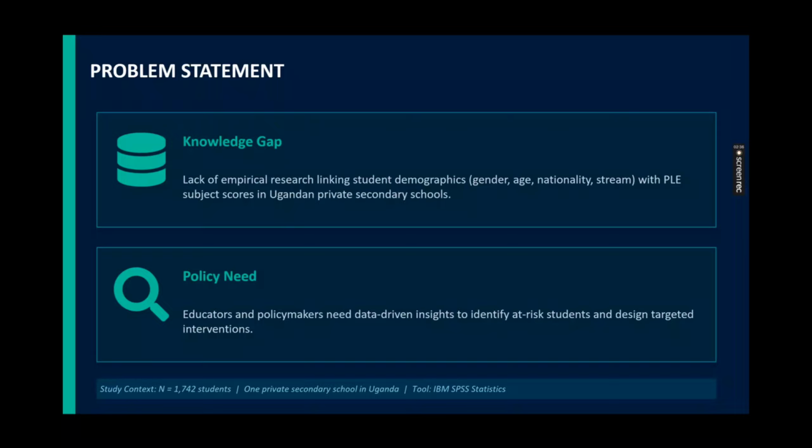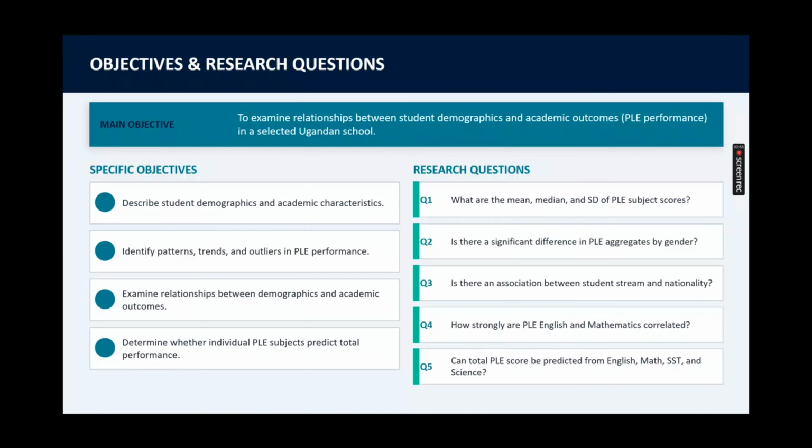So we had a case study we are dealing with, which had 742 students. Of course, this was the record after removing the outliers. So we used the software which we learned together, that is IBM SPSS Statistics.